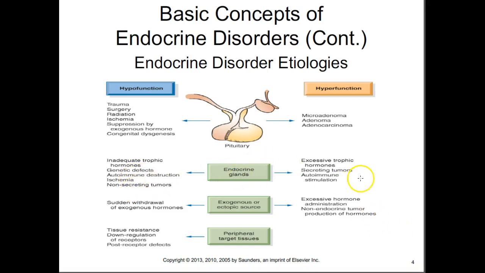And then, in the different levels, the excessive trophic hormones might cause secreting tumors. Autoimmune stimulation can also cause hyperfunction, and excessive hormone administration you might see as well. So if you are taking too much medication, for example, I have a thyroid problem, and if I were to take too much medication, I'm going to have symptoms of hyperfunction. One time I took too much of my thyroid hormone, and instead of hypothyroidism, I had hyperthyroidism. Some other causes of hypofunction are sudden withdrawal of exogenous hormones, tissue resistance or downregulation of receptors, like I mentioned before, or receptor defects.